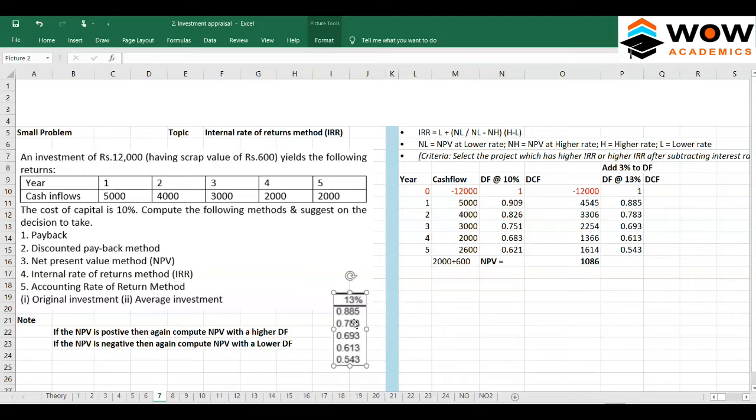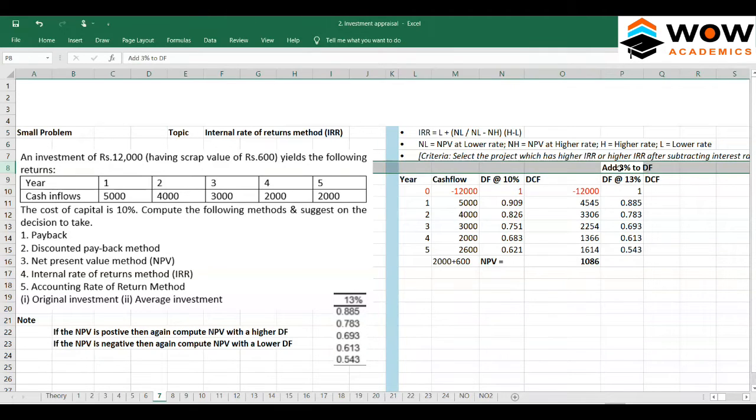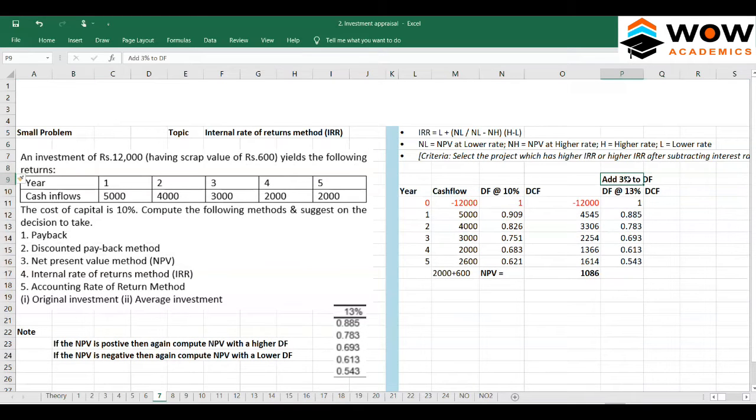I'll put it here. So many students have a question like, how much of discount factor should I add? See, that's actually up to you. You can add between 3 to 5%. I have added 3. I think that is more than enough. Okay, we will get an answer. That will not be a problem at all. So add between 3 to 5%, with the discount factor that you have got.